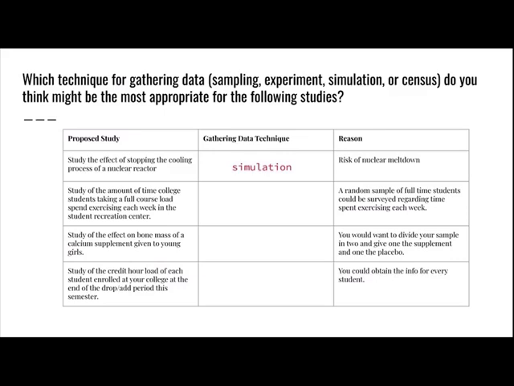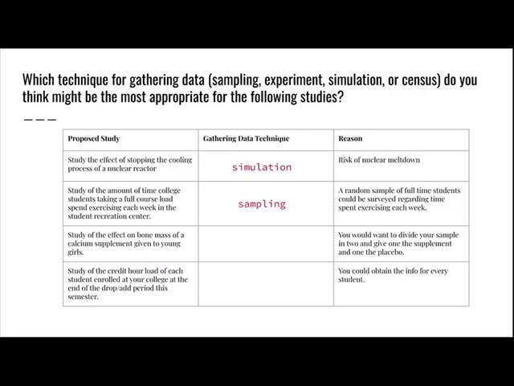Next, what if we study the amount of time college students taking a full course load spend exercising each week in the student recreation center? Sampling. We could take a random sample of full-time students and survey them regarding the time that they spent exercising each week.